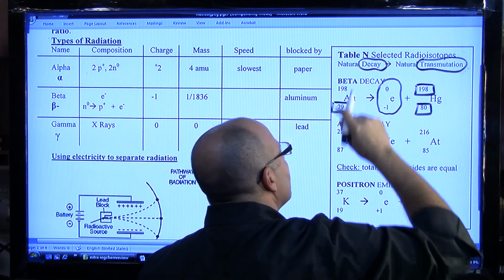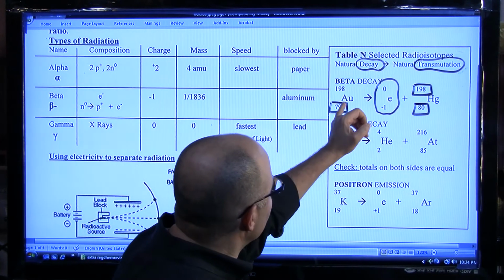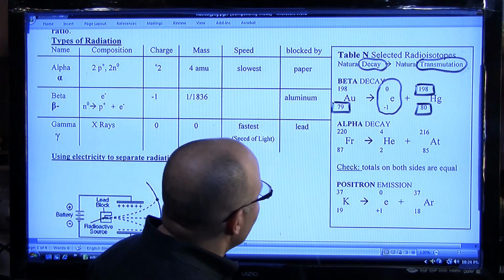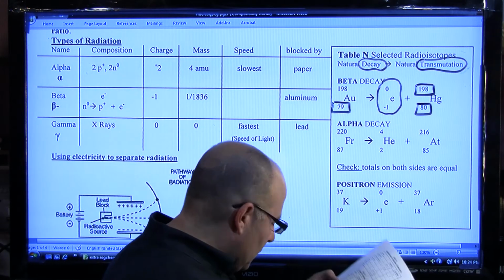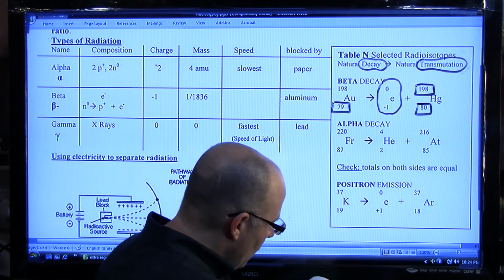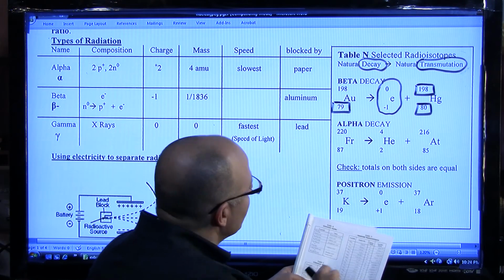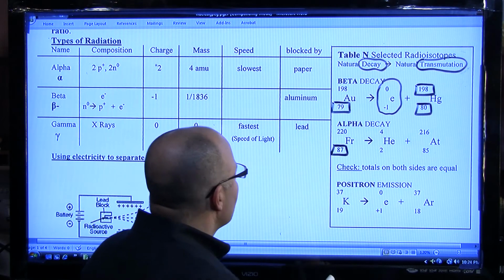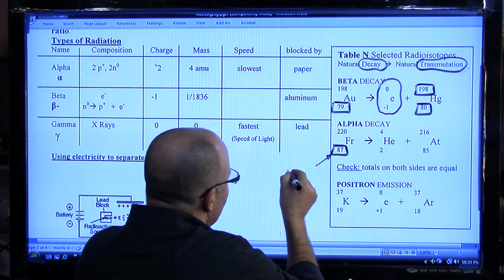Decay is the breakdown of the nucleus. The transmutation is the conversion of one element to another because of this breakdown. All right, let's look at a nuclear equation here for alpha decay. Again, if you turn to table N, the first alpha emitter is francium Fr-220. So again, you could look up the atomic number of francium, which is 87. This would be its atomic number.